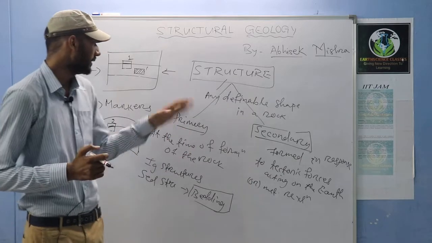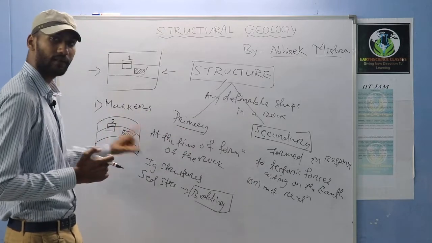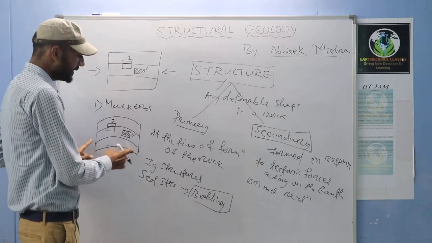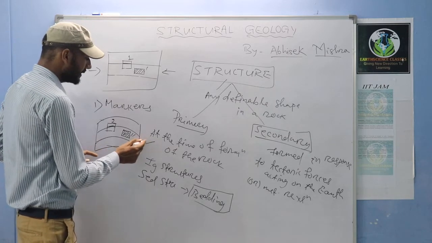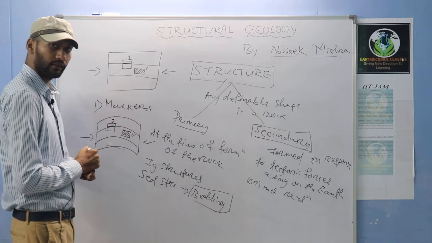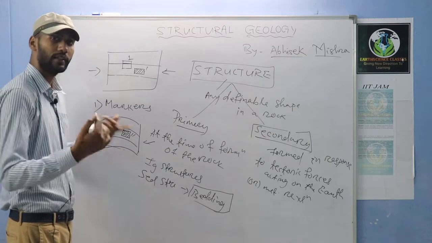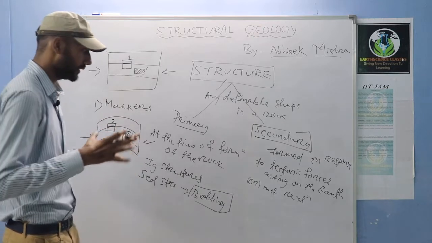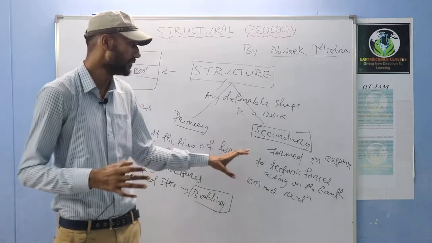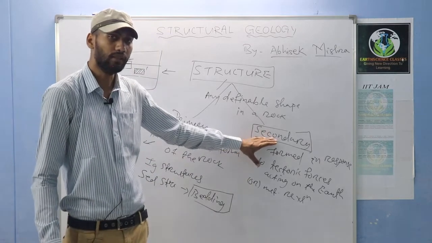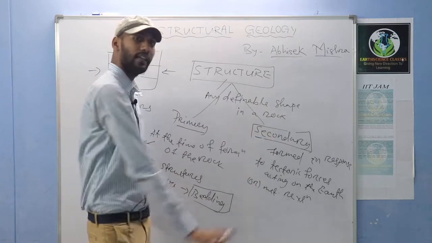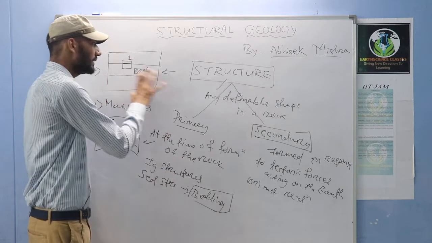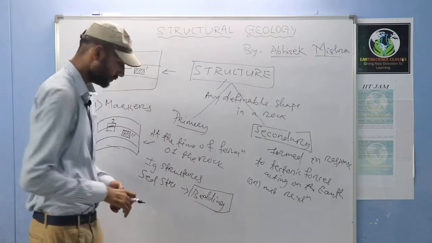And as I have told, this is the fold. Seeing this fold means that is a secondary structure. By seeing this fold, you can say there is compression like this, or if there is a fault, you can say there is tension or anything, right? So the direction of action of forces you can say by studying the secondary structure. And the formation of secondary structure you can see if there is any primary structure, let's say here, that is bedding.